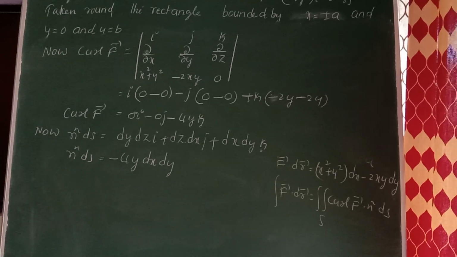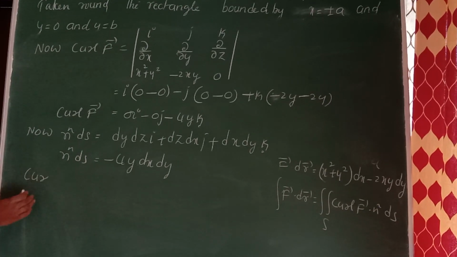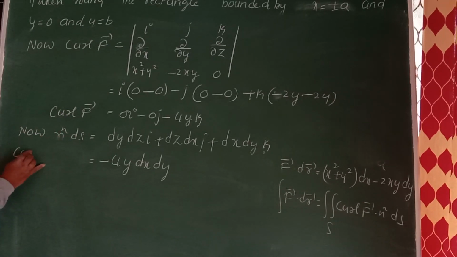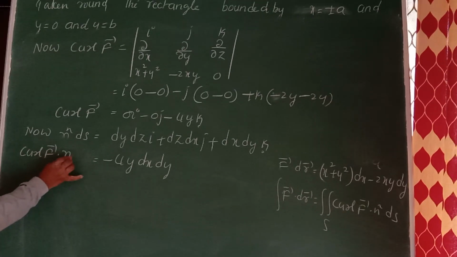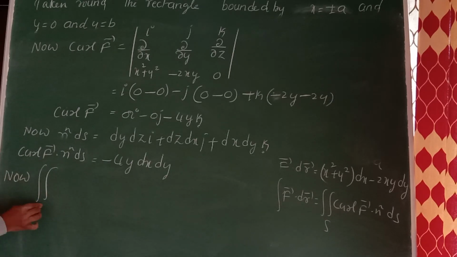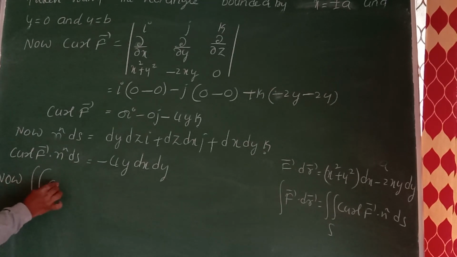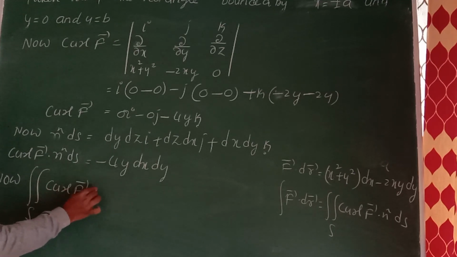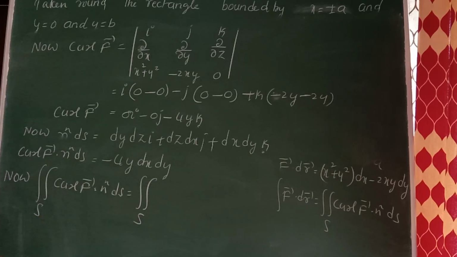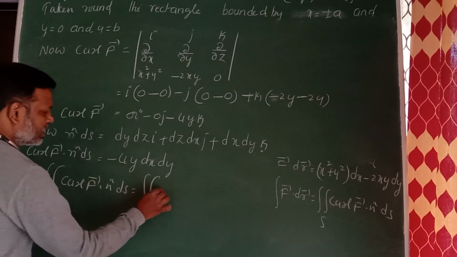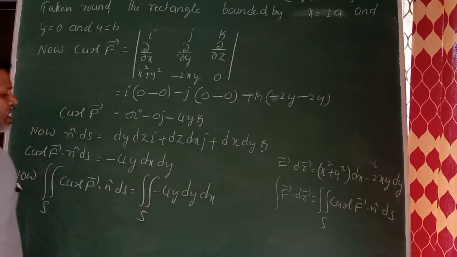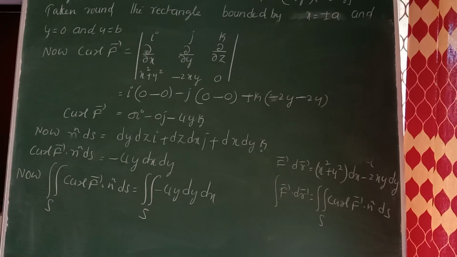So now we want curl f, sorry, this one is curl f. n cap ds is that, so we have to make the dot product here. Curl f dot n cap ds is over. So now we have to find out the RHS. So double integral over s of curl f dot n cap ds. Just substitute here. This becomes minus 4y. Instead of dx dy, you can take it as dy dx. Am I right here?